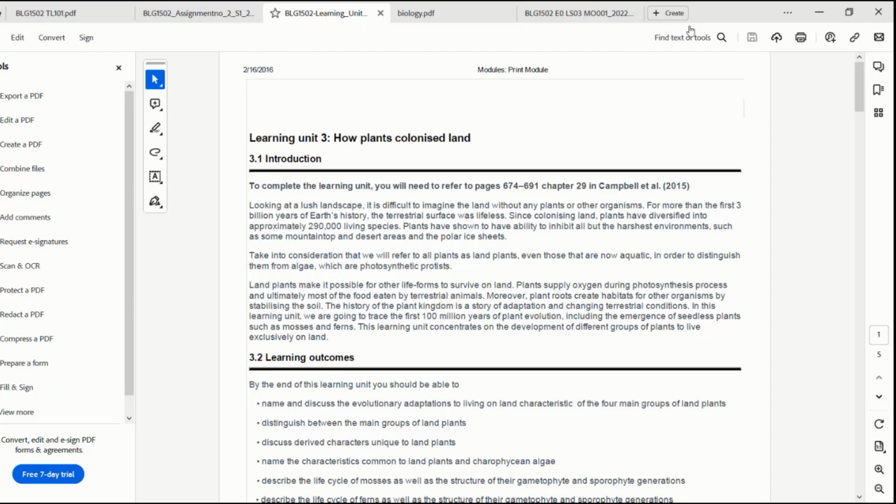So learning unit 3, we're going to be talking about how plants colonize land. It's a diverse topic. How land plants arose is a pivotal event in Earth history, and it took millions of years through a series of evolutionary adaptations. We'll go through a simplified overview of how plants transitioned from aquatic environments into terrestrial environments.